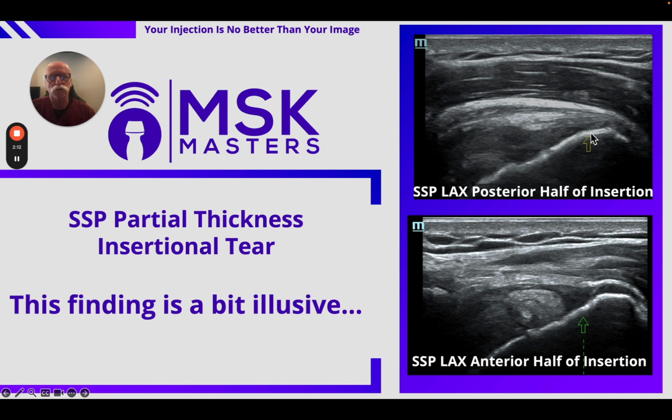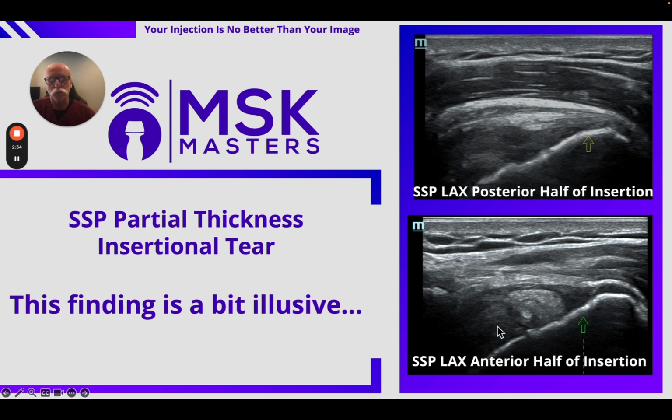the greater tuberosity. You can see the hypoechoic tendinotic tendon that we see here, areas of more advanced tendinosis here, but not necessarily fiber failure and retraction, a little bit of fluid in the subdeltoid bursae here. So again, this is the posterior half of that 1 centimeter wide tendon insertion.